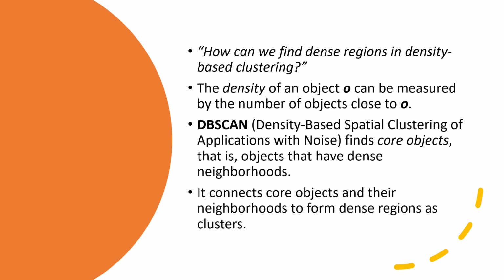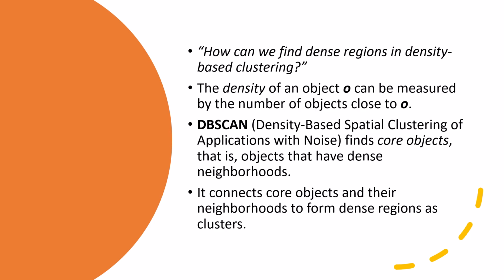How can we find dense regions in density-based clustering? The density of an object O can be measured by the number of objects close to O. DBSCAN, density-based spatial clustering of applications with noise, finds core objects, that is, objects that have dense neighborhoods. It connects core objects and their neighborhoods to form dense regions as clusters.